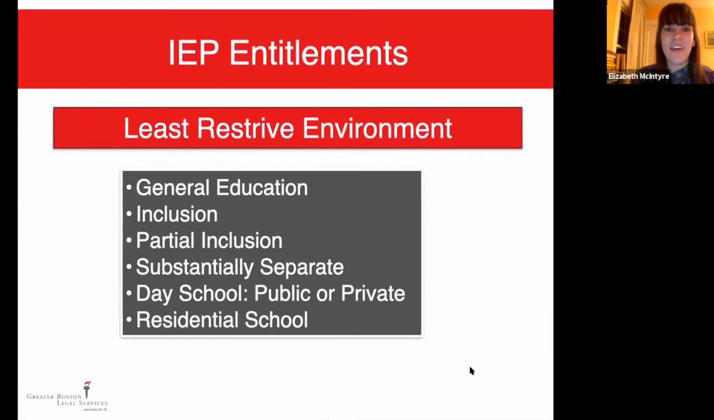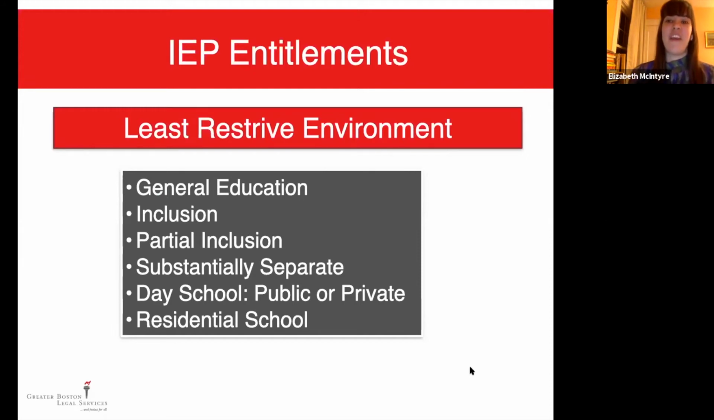I have a typo. I have used this PowerPoint probably 150 times, and I have never noticed this typo before. Oh, okay. It's supposed to say the least restrictive environment, not the least restorative environment. I don't know what that means. I'm so sorry. But the least restrictive environment.